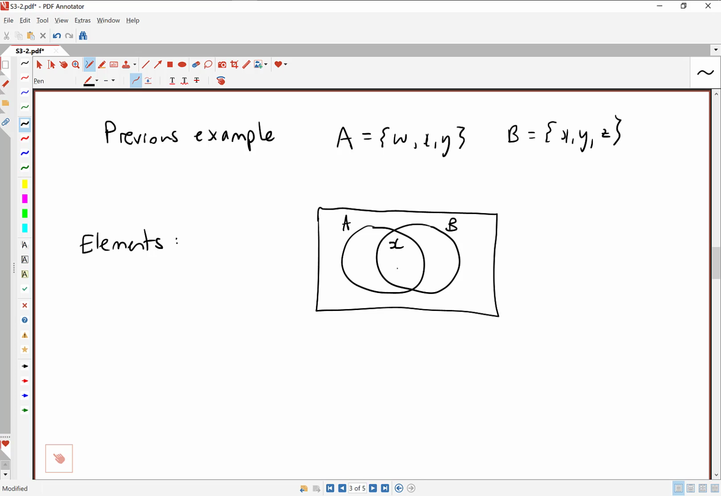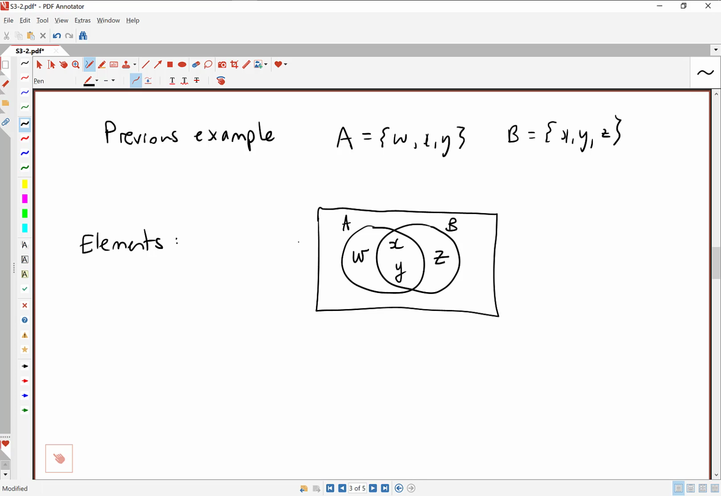Well, X and Y are in both A and B. W is in A but not in B, so it should be drawn over to the left. And Z is in B but not in A. And so that's a Venn diagram representing the elements.